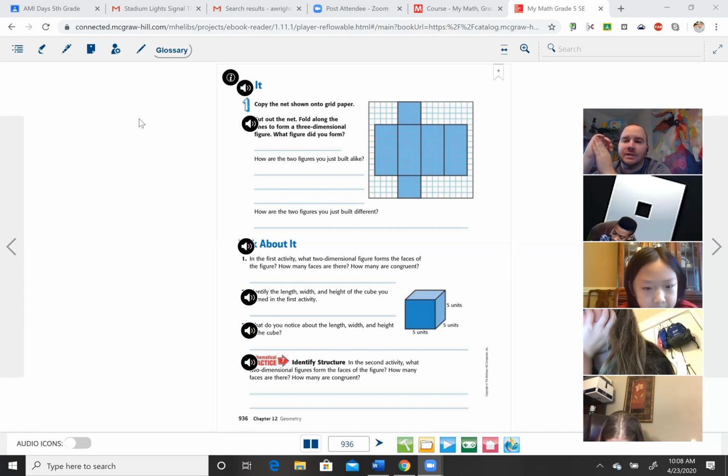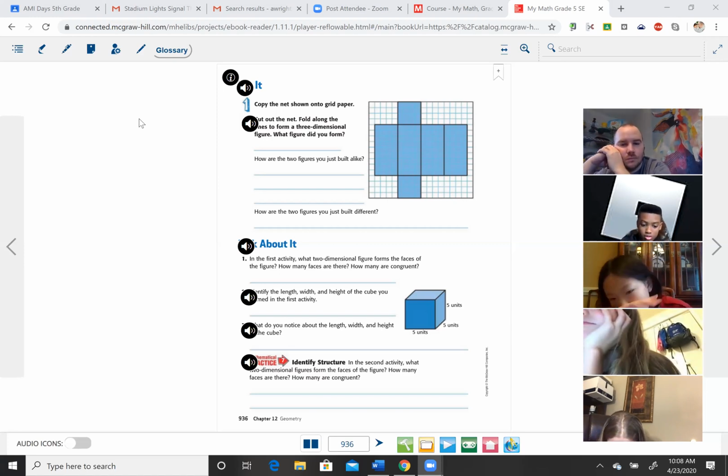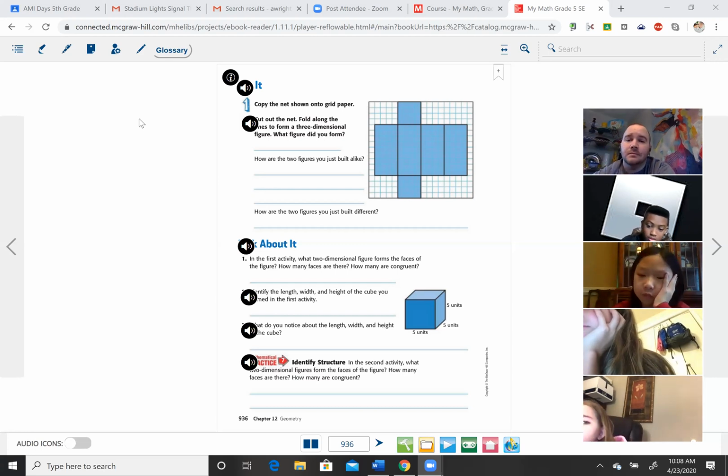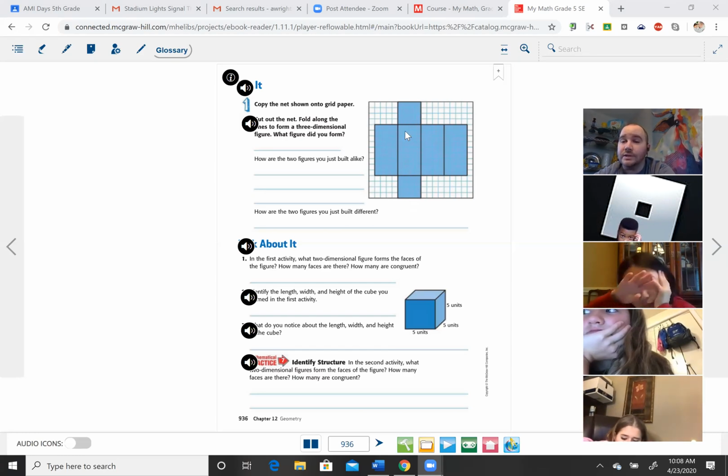So Mahalat says a rectangular prism. Do we agree with that? Yeah, it's clearly going to be a rectangular prism because rectangle, rectangle, rectangle, rectangle. So all of these are going to fold up perfectly, and these are just going to be the ends of it. Okay, so it's a rectangular prism.